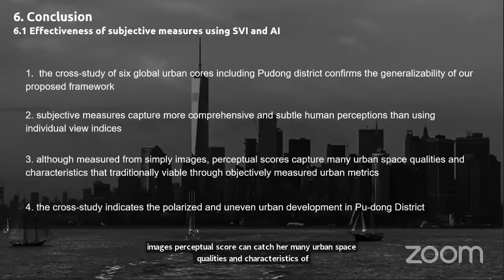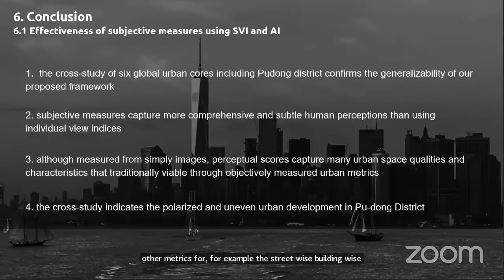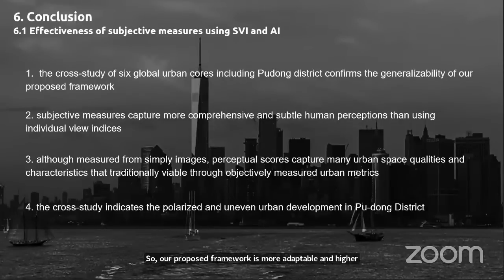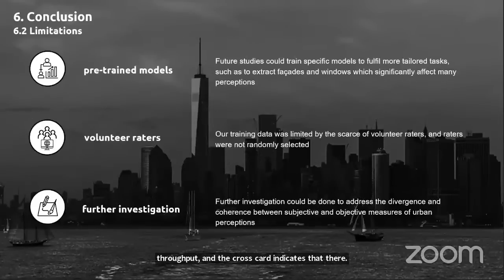For example, the street-wise, building-wise, block size, and amenity density. And our framework can stand alone without any license, program, or software. All information needed is open source. So our proposed framework is more accessible and higher throughput. And the cross-study indicates polarized and uneven urban development in Pudong district.